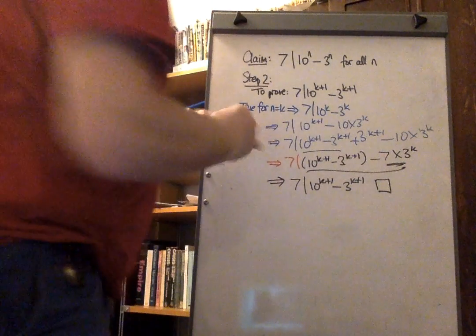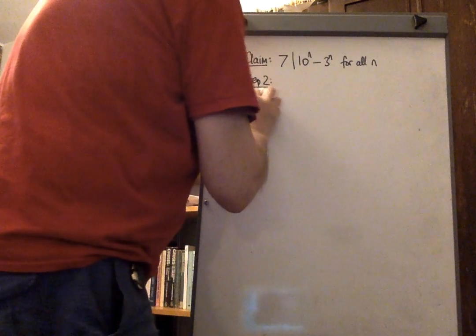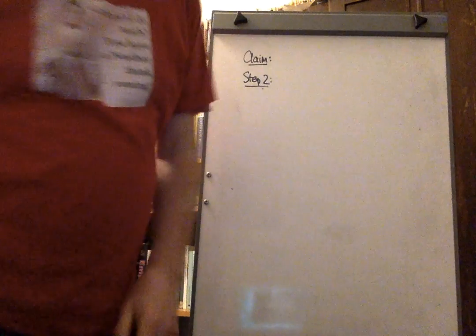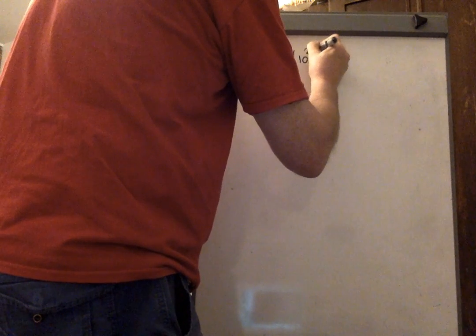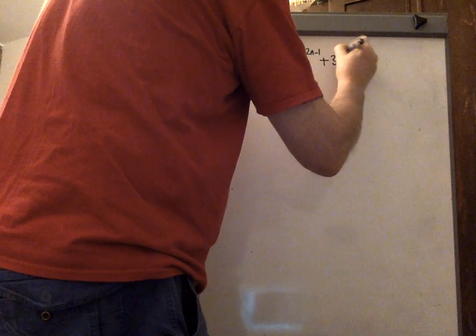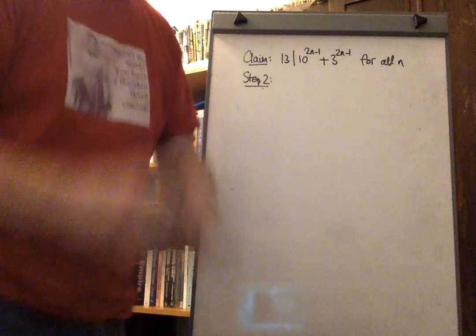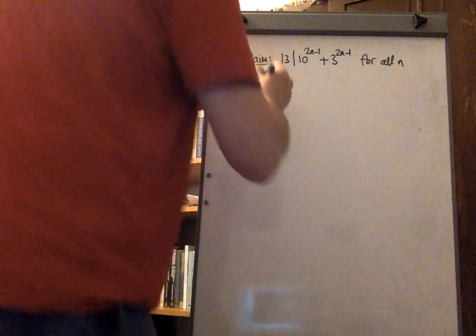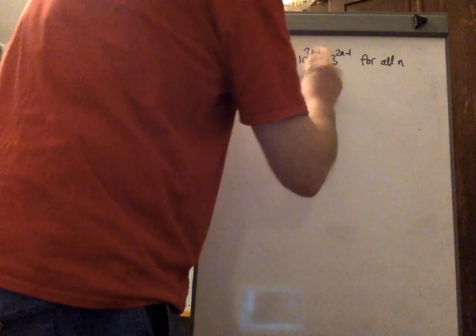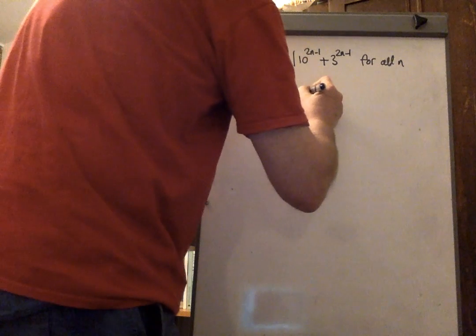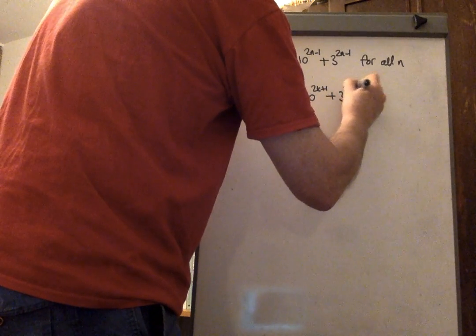Right, another example. We're going to prove that 13 divides into 10 to the 2n minus 1 plus 3 to the 2n minus 1 for all n. Okay, again, assume you've done step 1, you've done the beginning of step 2, you know what you've got to prove. In step 2, you've got to prove that 13 divides this with k plus 1 plugged in instead of n, which is 10 to the 2k plus 1 plus 3 to the 2k plus 1.